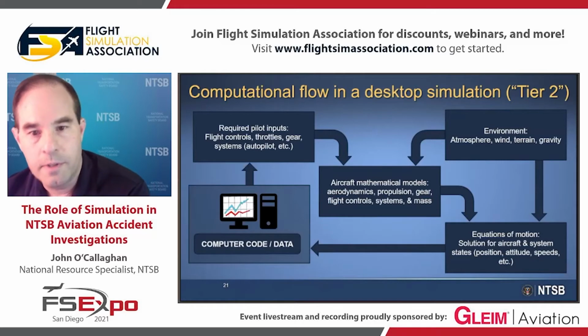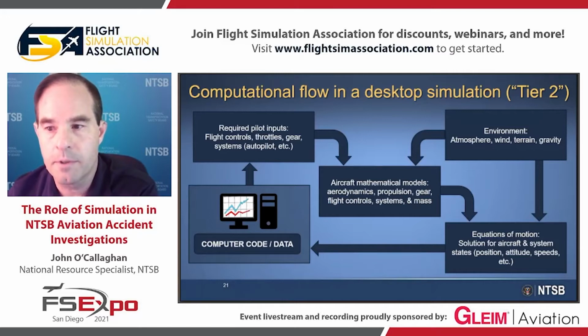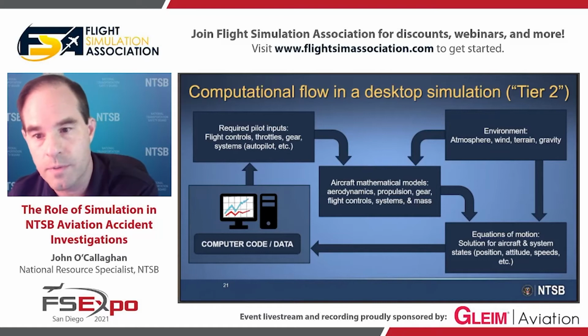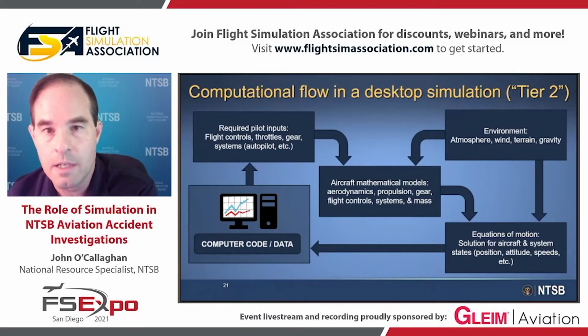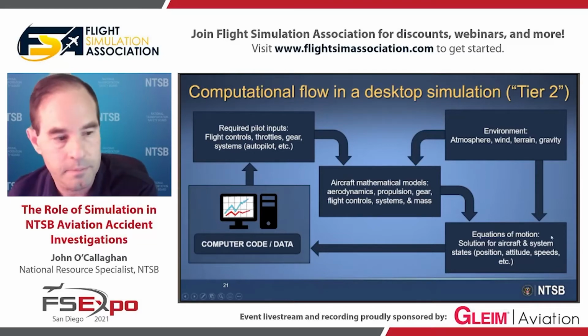In a Tier 2 desktop simulation, the flight control and other inputs normally generated by a human pilot have been replaced by computer code and/or pre-existing data, such as information from a flight data recorder. Similarly, the simulation's solution for the aircraft and system states is not presented to a pilot through a visual display or cockpit instruments, but is saved to a data file or plotted on a computer screen. In short, this is a simulation by engineers for engineers.